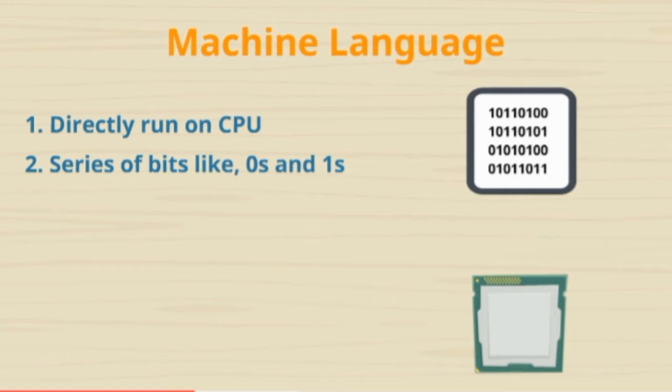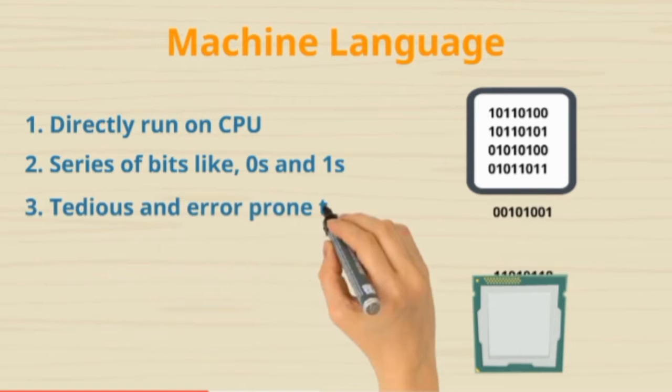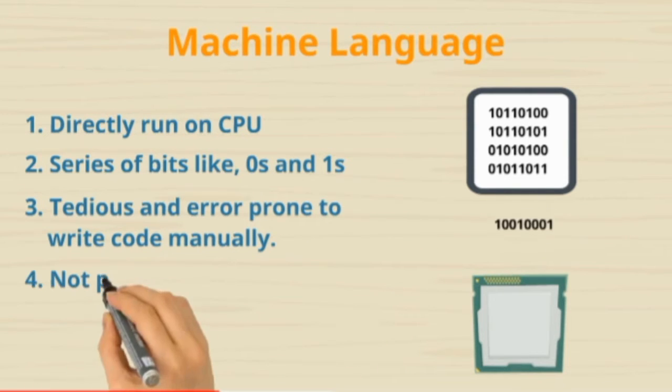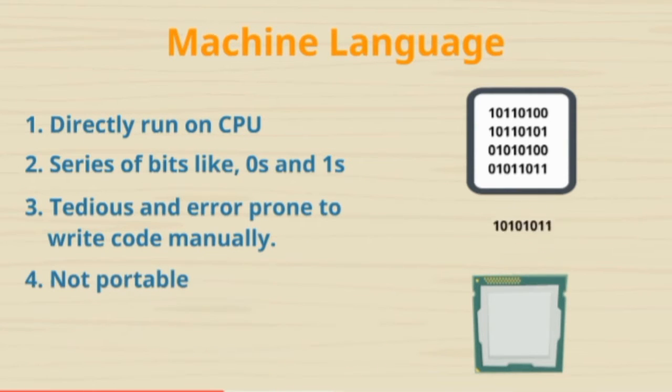They are numeric, that means a series of bits, zeros and ones, representing instructions that a computer can understand. This makes it tedious and error-prone to write machine code manually. They are not portable, meaning a machine language is specific to a particular type of machine only. Ultimately, all languages need to be translated to machine language.